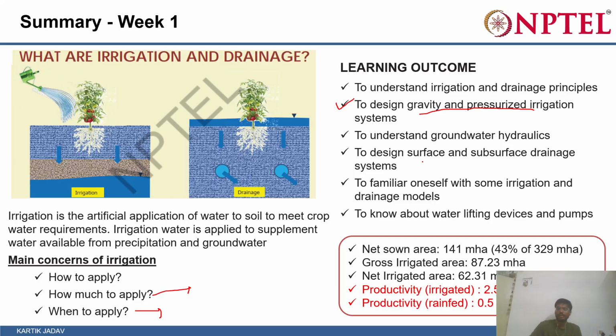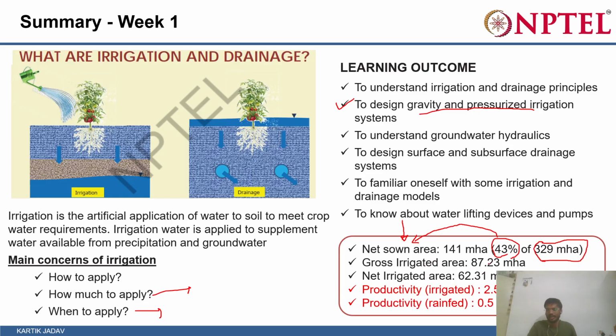So overall, in terms of net sown area in India, it is 141 million hectares of land. So that is for your info. Right now we have a total of 329 million hectares of land, and out of that 43% of land is doing agriculture. So it's the net sown area, 141 million hectares. Then in terms of irrigated area, it is only 87.23 million hectares.